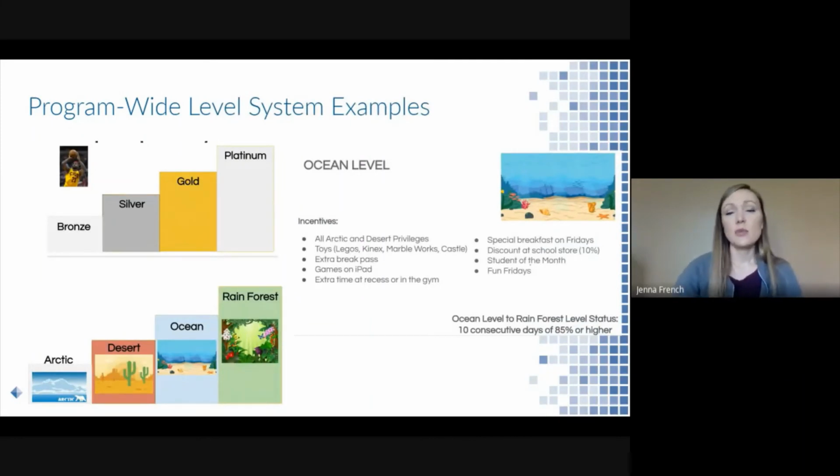Here are some examples of program-wide level systems. Both of these level systems are implemented in 2 of our member district programs. One of them is a bronze, silver, gold, and platinum level, and another one is based off of different habitats. So there's Arctic, desert, ocean, and rainforest. The visual on the right is a list of incentives. So when students reach the ocean level, these are the privileges and incentives they have access to at this level.